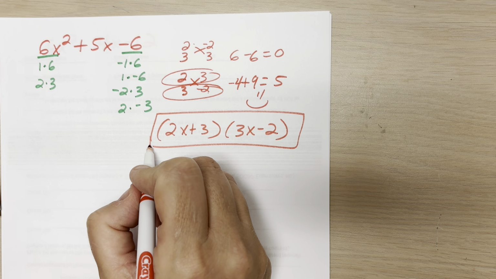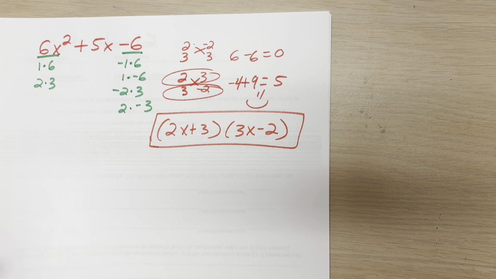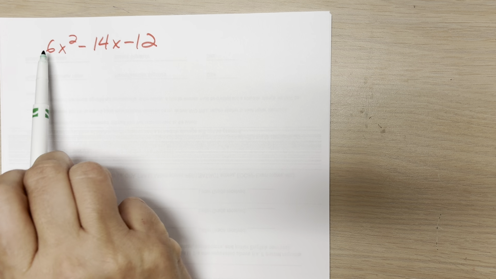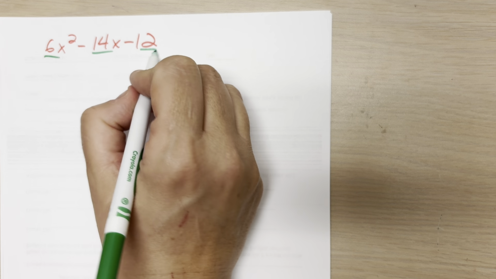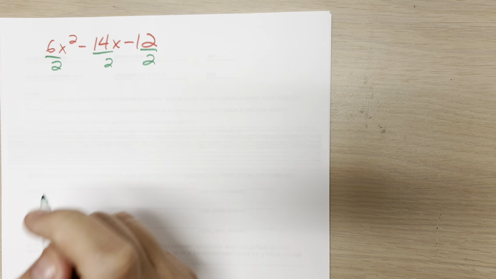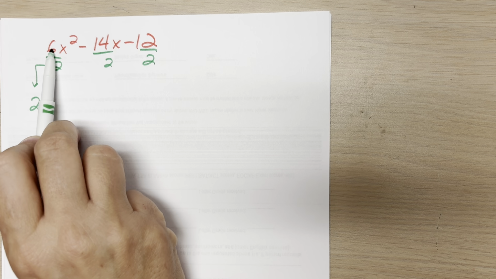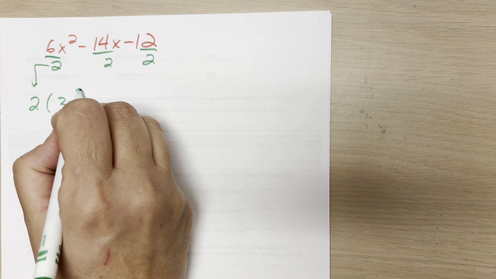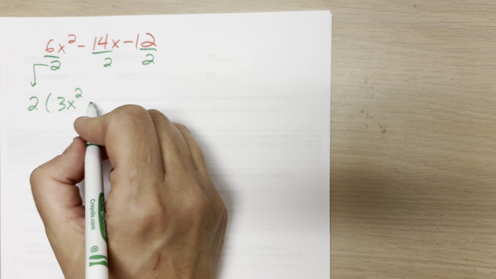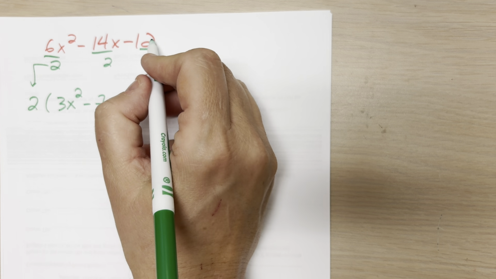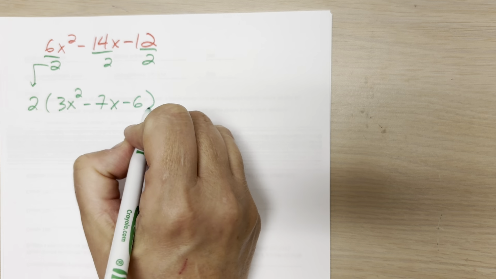Awesome. All right, we've got one more, and I wanted to throw something like this at you where there's a GCF at play. So hopefully you're noticing all of these numbers are even, and you really should always check for a GCF. So I'm going to factor a 2 out. Now don't forget to put your GCF on the outside. 6x squared divided by 2 is 3x squared. Negative 14x divided by 2 is negative 7x. Negative 12 divided by 2 is negative 6.